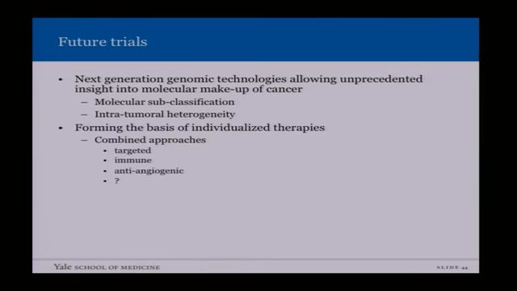So of course, we're hoping that this will form the basis of individualized therapies, which in my mind will include the targeted therapies that we've discussed, but of course has to be combined with what I call more non-specific therapies, such as immune, especially active immune therapies, and anti-angiogenic, and hopefully others.